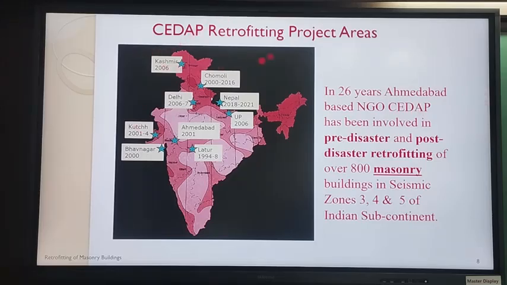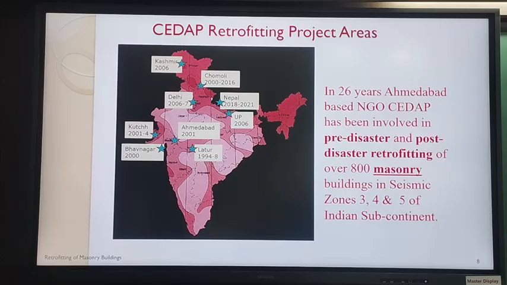Then we worked in Kashmir, went there in 2006, 2007, 2008. Delhi, we did pre-disaster risk reduction on several schools of the Delhi Municipal Corporation. Then we did some work in UP, then again in Jammu. And then in Nepal, basically there was an earthquake in 2015. So 16, 17, 18, 20, 21.